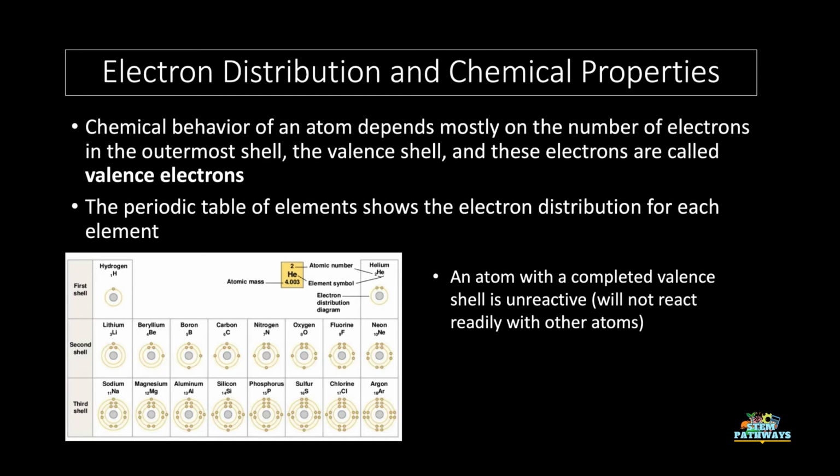The chemical behavior of an atom depends mostly on the number of electrons in the outermost shell, the valence shell, and these electrons are called valence electrons. The periodic table of elements shows the electron distribution for each element, arranged in periods corresponding to the number of electron shells in their atoms. It is important to note that an atom with a complete valence shell, such as those in group 18, is unreactive and will not interact readily with other atoms.